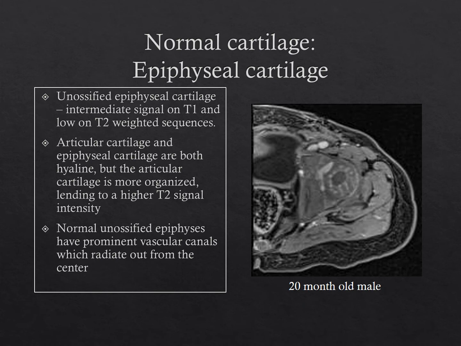Unossified epiphyseal cartilage has vascular canals that radiate out from the center, which may be visualized on postgadolinium sequences in either a speckled or spoke-like pattern, as seen here. This is the patient's ossified femoral head epiphysis.